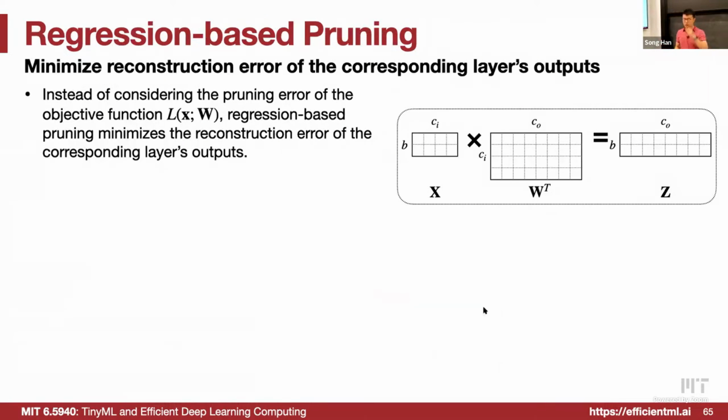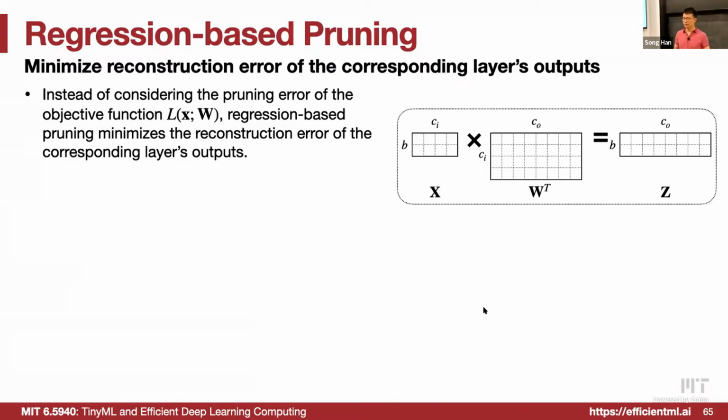So next, regression-based pruning. So what is regression-based pruning? Usually, if you run the network end-to-end to calculate the loss, that could be pretty expensive. For example, if you want to prune Llama and you want to use the end loss as your supervision when you are doing the retraining, that could be super expensive. As opposed to that, we can minimize the reconstruction error of the corresponding layer.